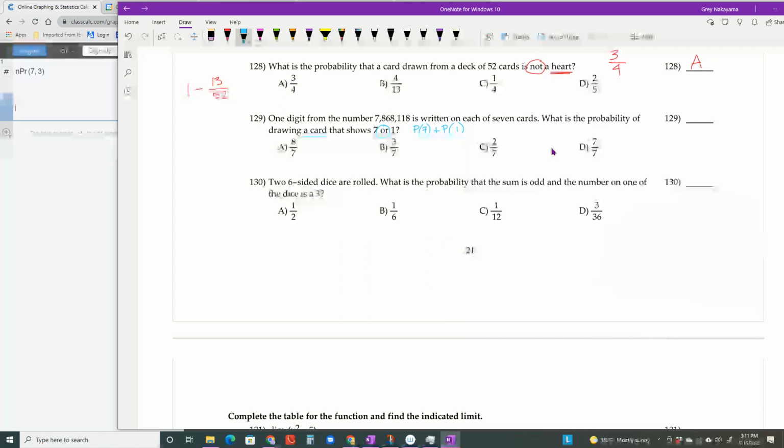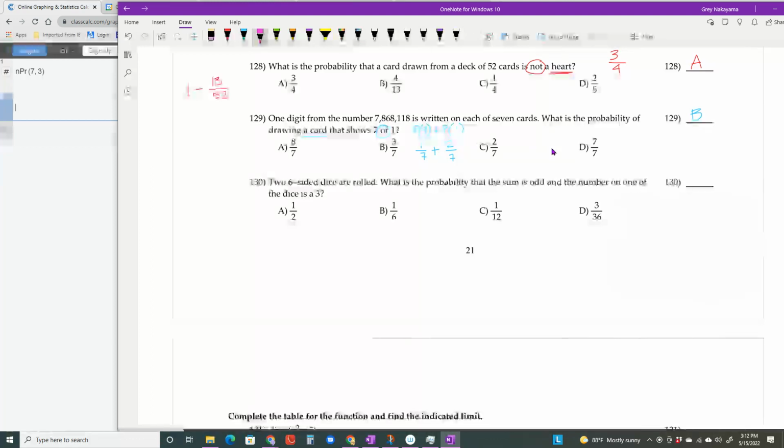I can't get a 7 and a 1 when I draw one card, so I don't have to worry about that minus part. How many 7s are there? There is 1 out of 7 numbers. How many 1s are there? There are 2 out of 7 numbers. And 1/7 plus 2/7 is 3/7. So that's our answer.